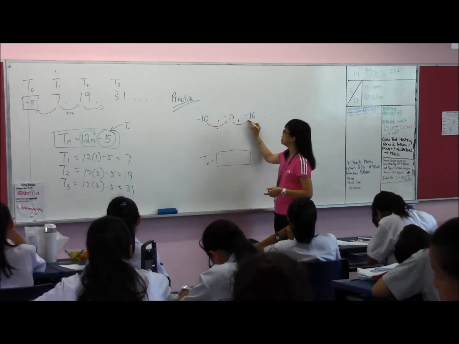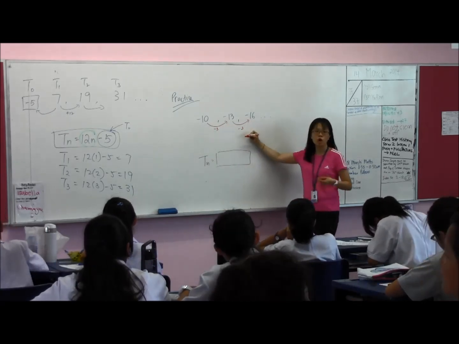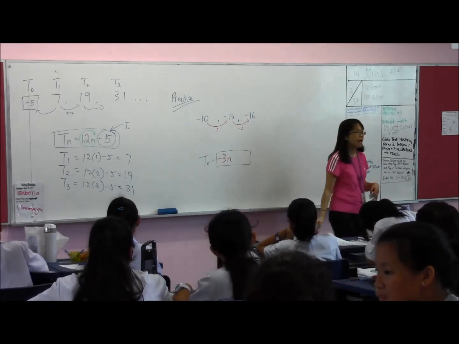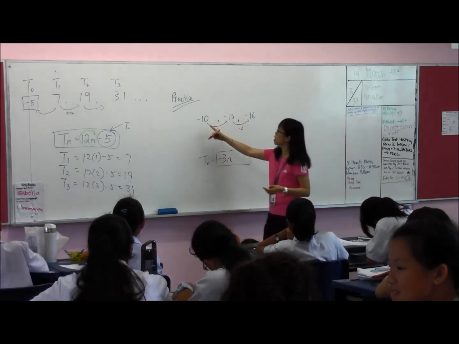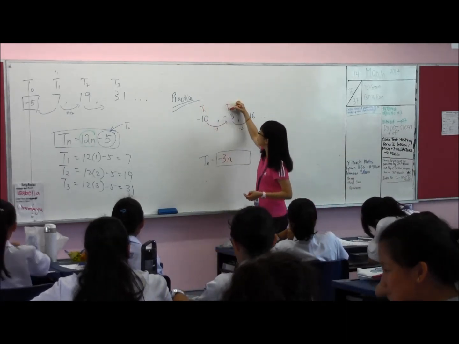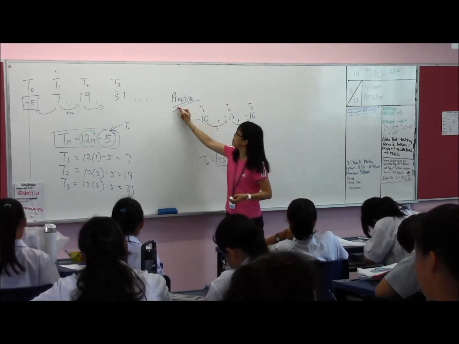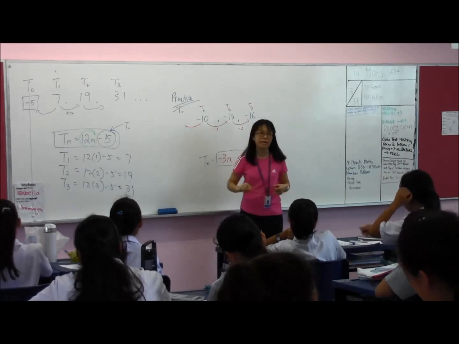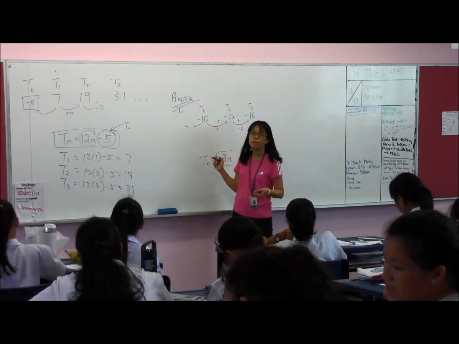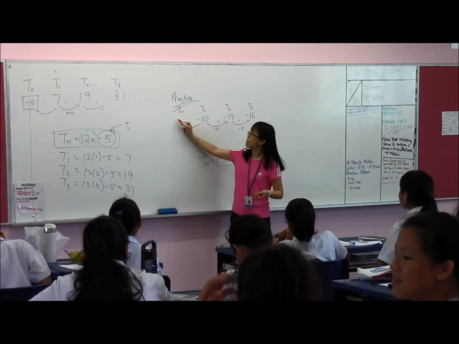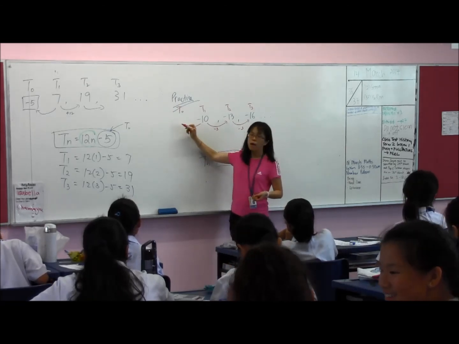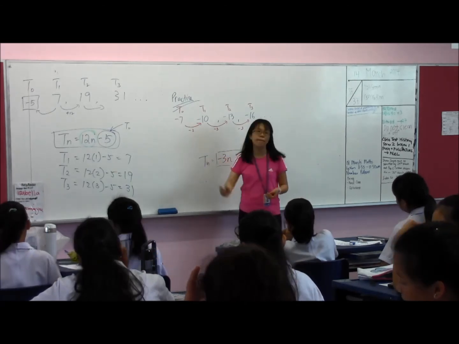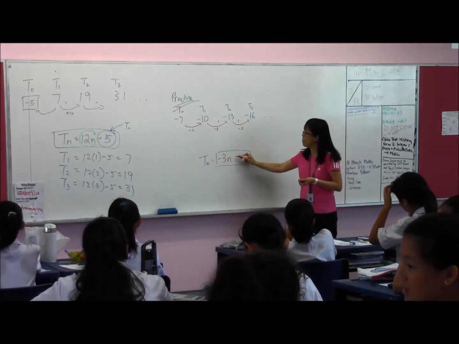Always minus 3. Okay, so in your general term you will have a minus 3n. Then next you have to find, this is your first term, so this is your T1, this is your T2, this is your T3. So I need to work out my T0. If I have to work backwards, what minus 3 will give me minus 10? Minus 7, minus 7 minus 3 will give you minus 10. So your T0 is minus 7.